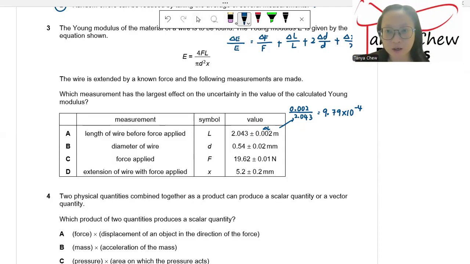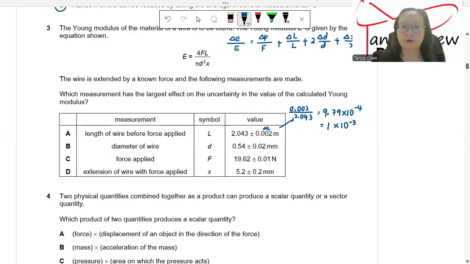So I get this is maybe 1.0, maybe okay, one significant figure, so you just move in front. So this is 1 times 10 to the power of negative 3. Move to the front, right?